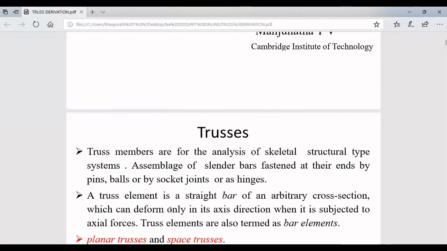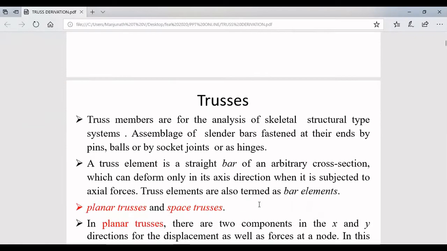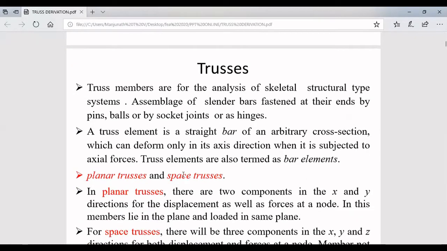It is a one-dimensional case, only in one axis, that is, the load is applied along the axial direction, and the deformation takes place only along the axial direction. Thus truss elements are also termed bar elements. Based upon the number of degrees of freedom, trusses are categorized as planar trusses and space trusses.